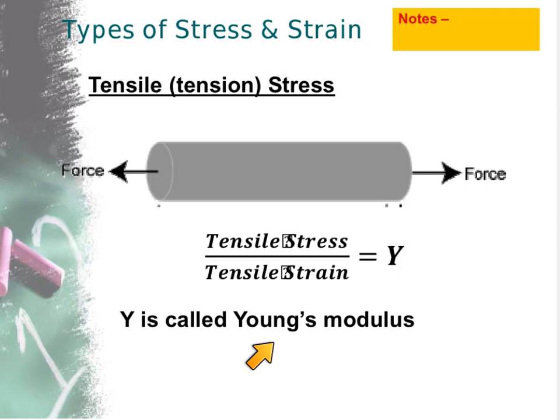So the Young's modulus applies to tensile stress. We're going to get into other types of stress momentarily. For each different type of stress, there will be a different name for its modulus. So you've got to get familiar with which modulus goes with which type of stress. So tensile stress is what's called the Young's modulus.